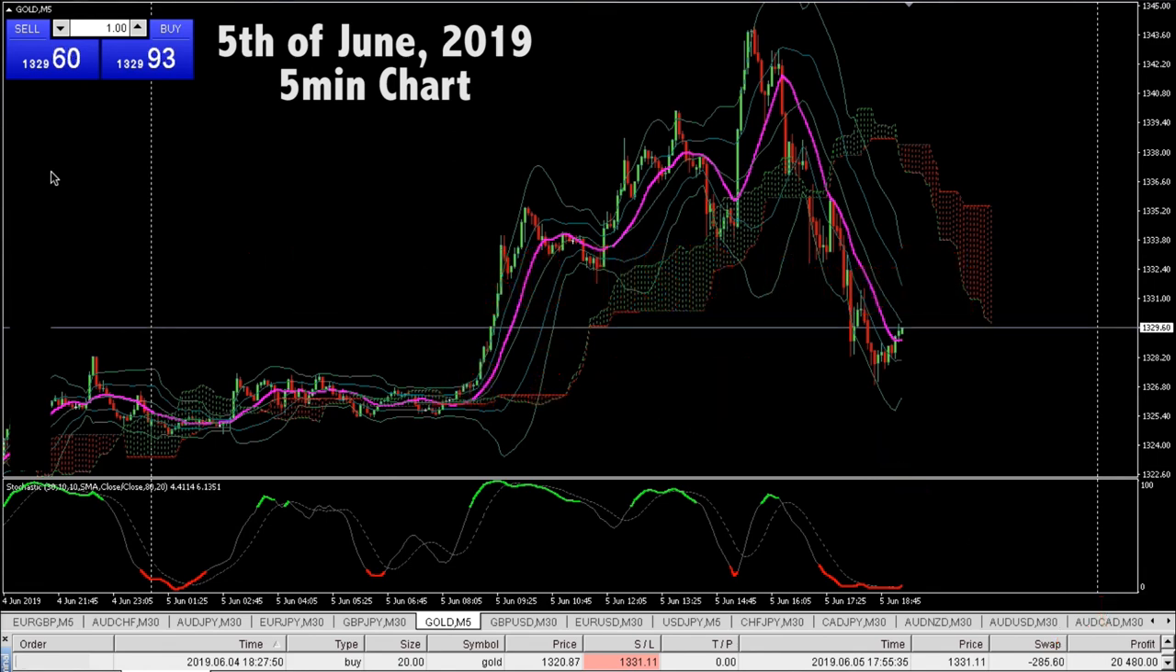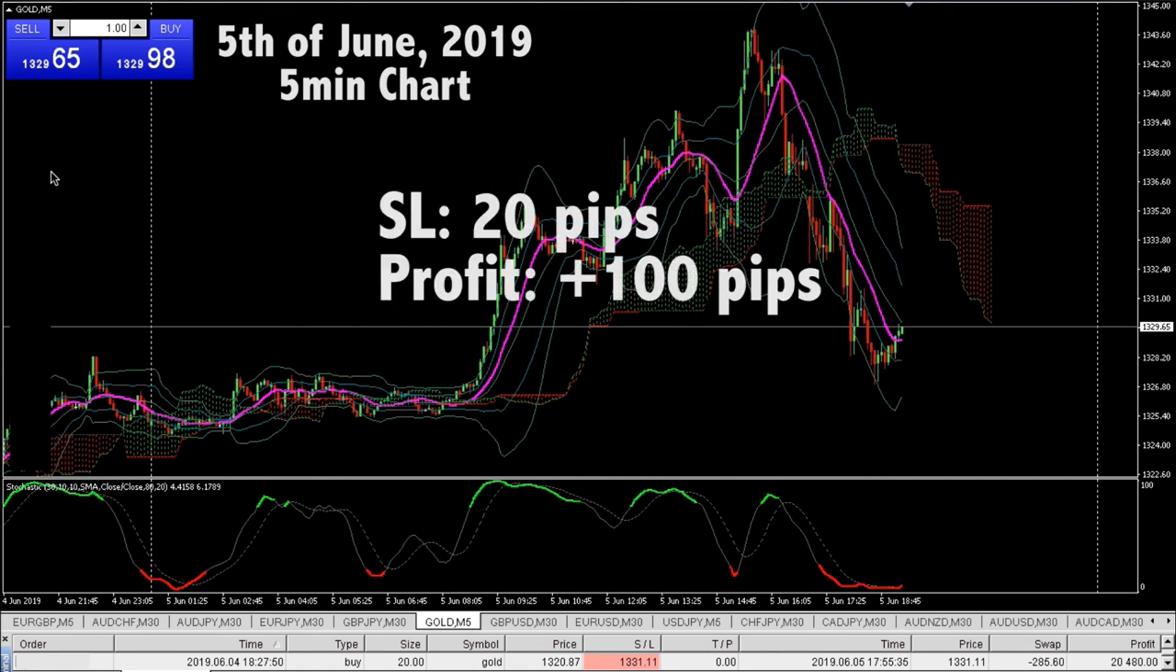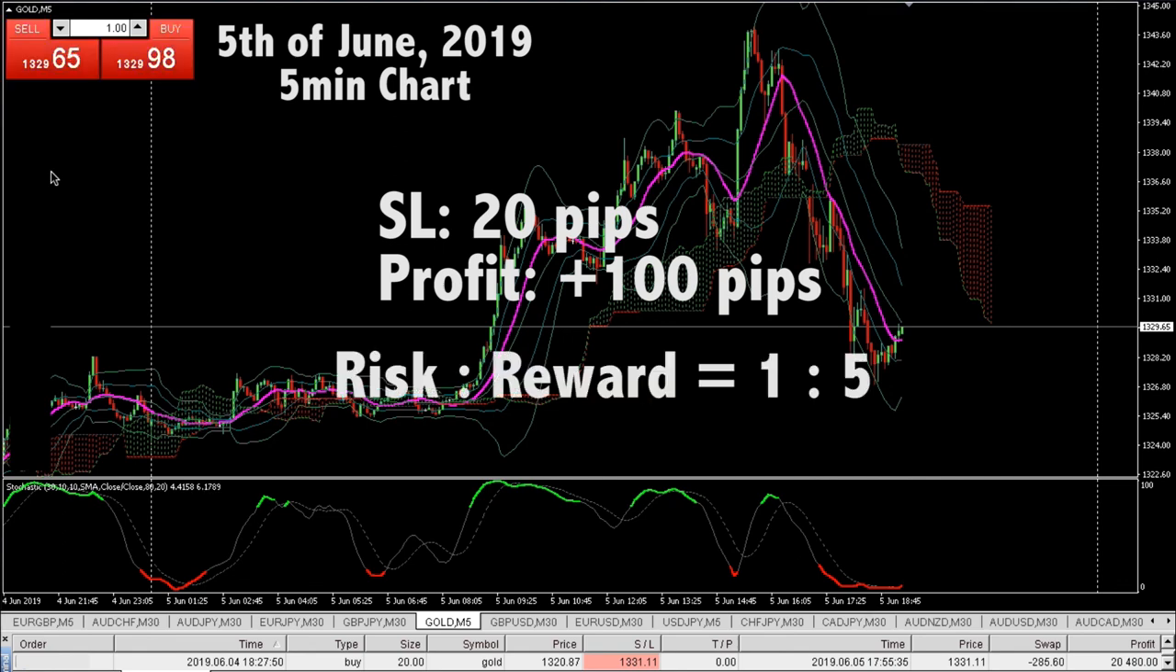And as the history shows, I placed the buy at 1320.87 and placed the stop loss 20 pips below, if you remember, and I took profit at 1331.11. So how many pips did I get? It's about 100 pips, right? So what was the risk to reward ratio of the trade? The risk was 20 pips and I got 100 pips, so it was a 1 to 5 ratio, right? So I can say that it was a beautiful trade.